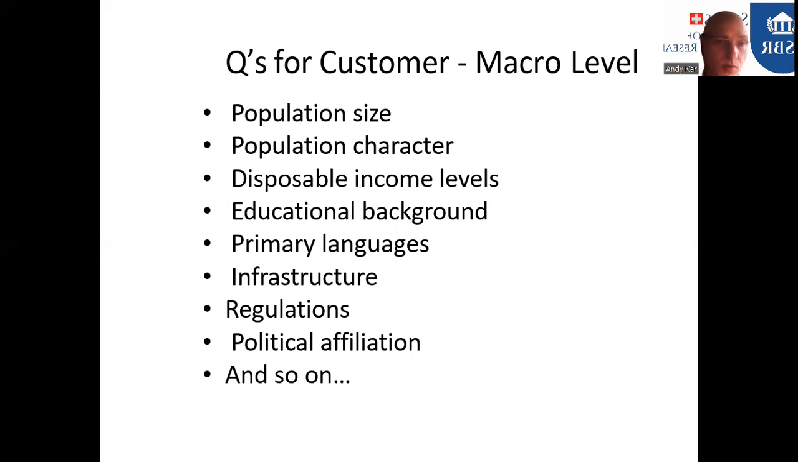Infrastructure. Is it possible to create, for example, a logistic channel in this country? If there is no infrastructure in this country, how can we disseminate our products? Regulations, local regulations are very important for our company, or political affiliation, all this kind of stuff, because they can create many obstacles, for example, in order to enter the country, or a heavy taxation may discourage us from entering into this market.